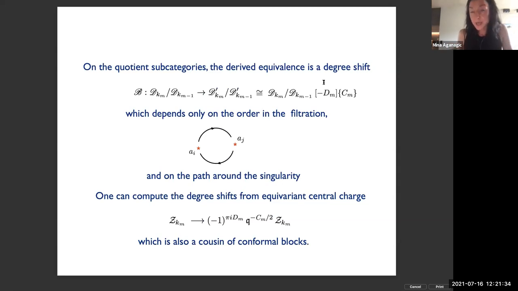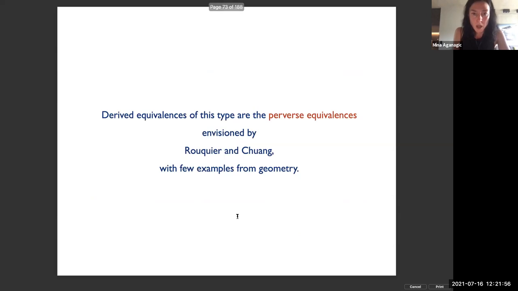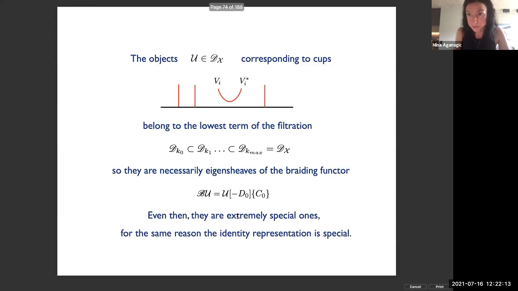On the quotient subcategories, derived equivalences act only by degree shifts, which depend only on the order of the filtration and the path around the singularity. These degree shifts you can compute from equivariant central charge, which is also a close cousin of conformal blocks and computed by equivariant Gromov-Witten theory. Derived equivalences of this type are called perverse equivalences. They were envisioned by Rouquier and Chuang as ways of algebraically capturing variations of Bridgeland stability conditions. But they had very few examples from geometry.